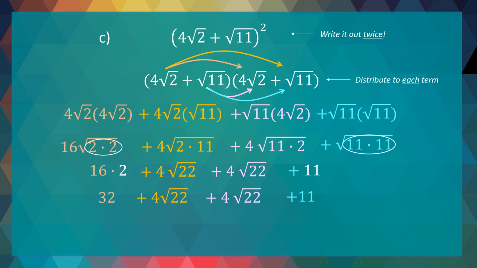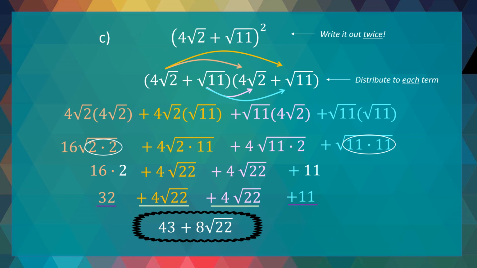Now we're looking at the problem as a whole, and we're being asked to add these different values. So we need to combine any like terms or like radicals. Our first value is a 32, which is a constant. Do we have any other constants? Yes. So 32 plus 11 is 43. Next we have 4 square root 22. Since we have a radical, we want to find any other square root 22's. And we have one. So if we combine that, that gives us positive 8 square root 22. And since these are not like terms, this would be your final answer.